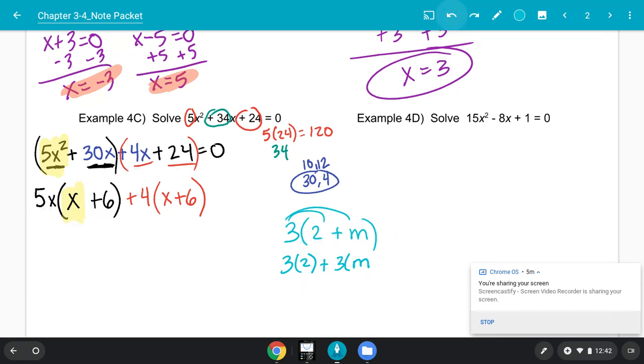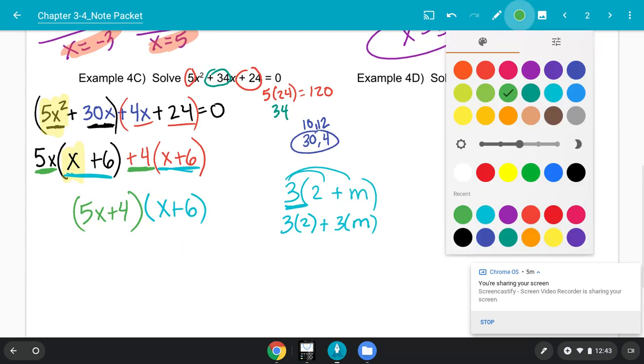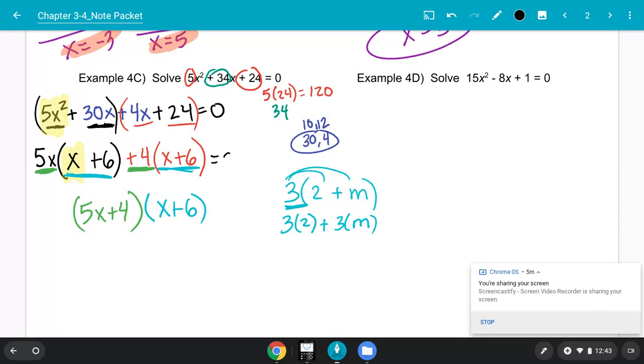So what we're going to do is look and see, okay, this is the same. We're just going to write that one time. That thing got distributed. Just like here, you would write the 3 a single time. And then out front, you would take these 2 extra pieces, 5x plus 4. This is still equal to 0. I'm sorry, I dropped that off.